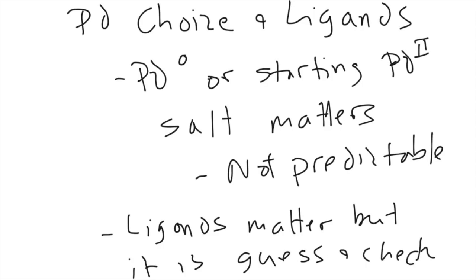What I mean by that is, you can look at the literature and see what ligand works for a reaction similar to yours, but you really don't know until you actually run the reaction. So you will just have to go through a lot of different ligands before you find one that may work for your reaction.